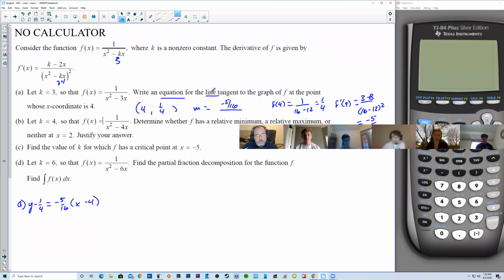Is that all I need to do? Write the equation? That's it. All right, on to letter B. Let k equal 4, so f of x is equal to, they plug 4 in for k up there. Determine whether f has a relative min, max, or neither at x equals 2.